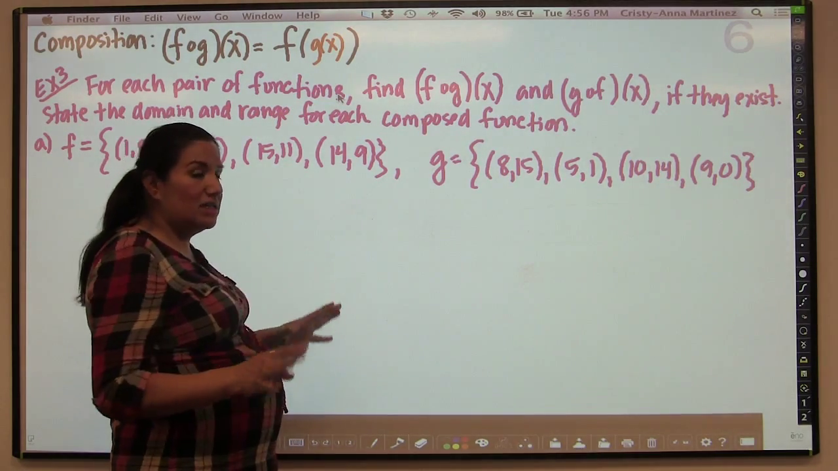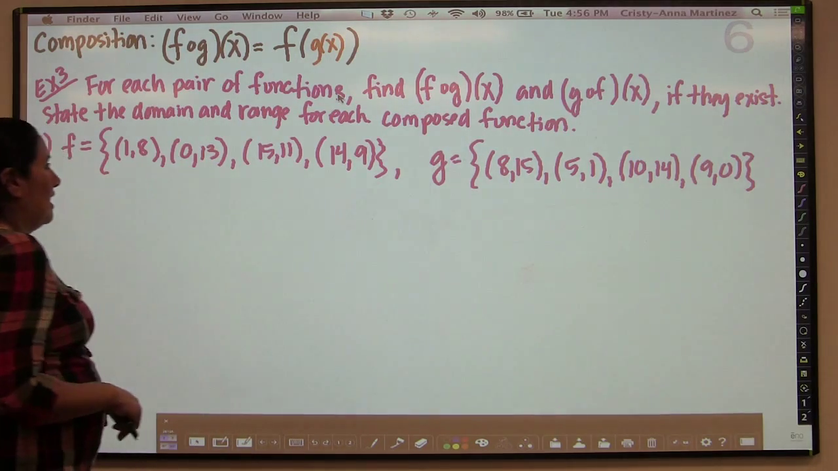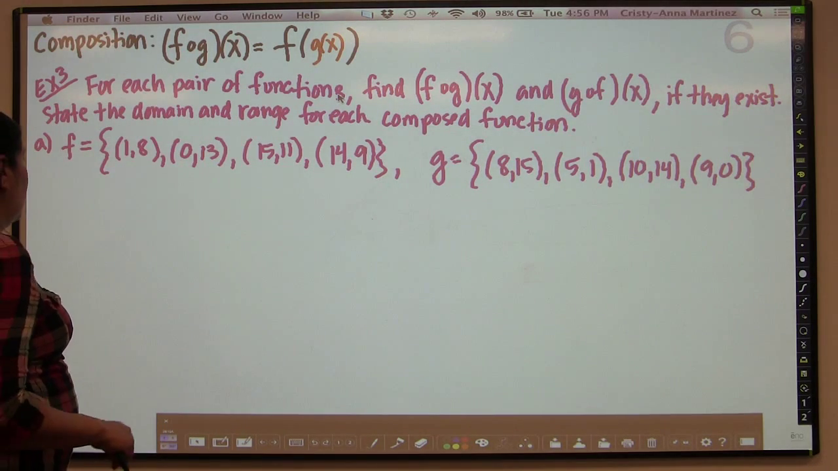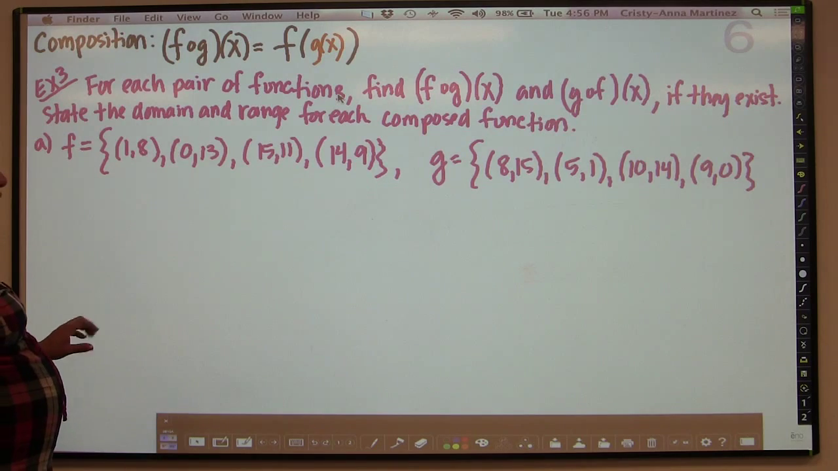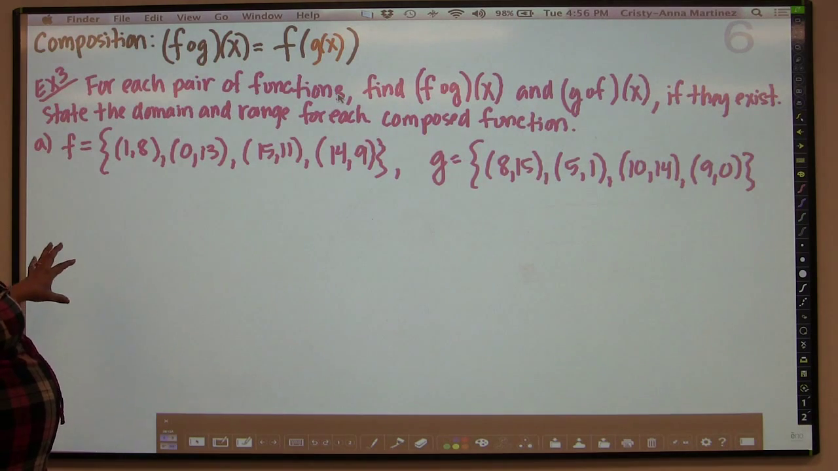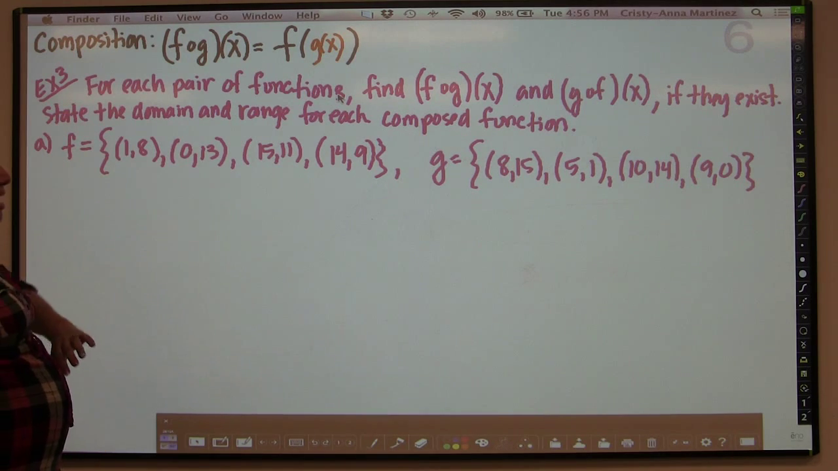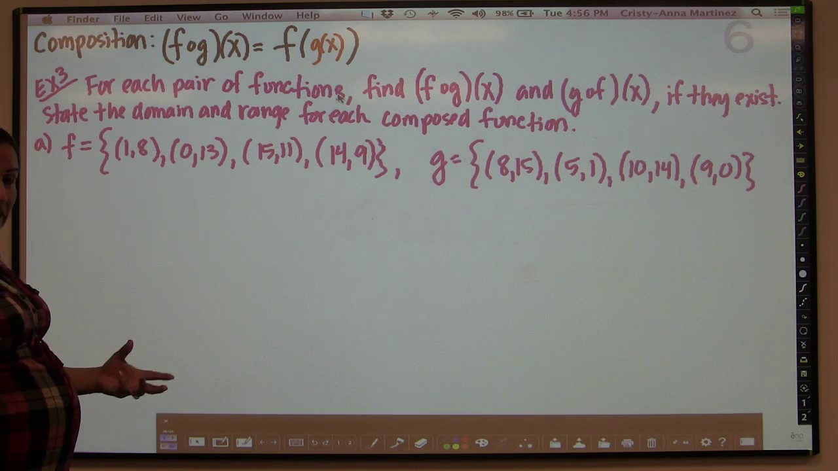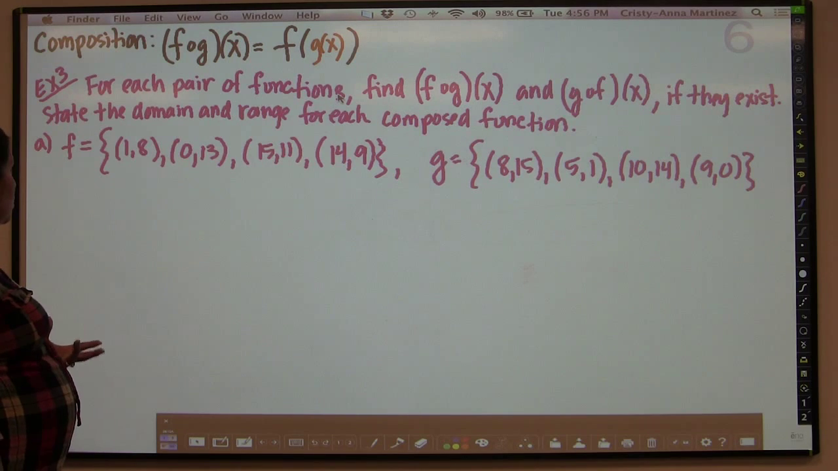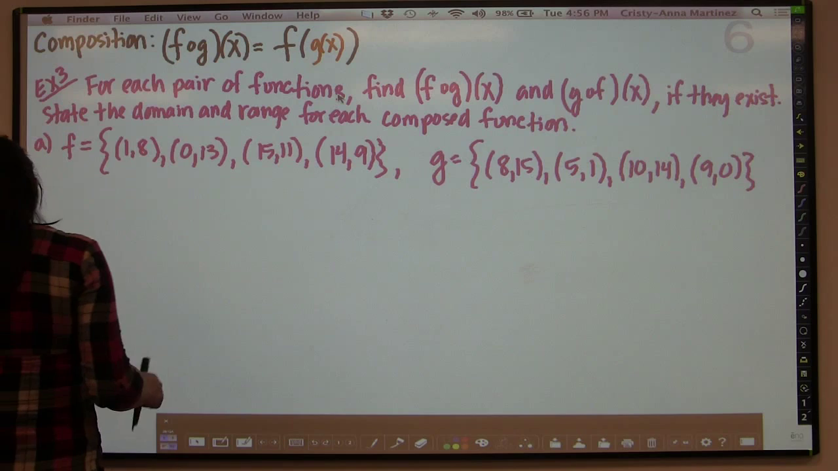That might sound kind of scary right now, but I want to show you how this works. First, we're going to start with probably the more complicated one, which is starting with a set as your function as opposed to an actual equation. Then part B will do an equation. It'll be a little bit easier. But how does this work?